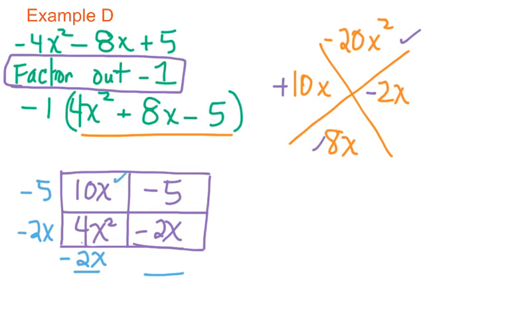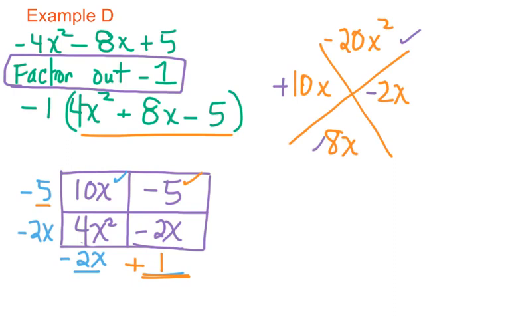So now I'm going to put in my very last value down here. And what do I multiply negative 2x by to get to negative 2x? And that is 1. And again, I can verify by multiplying 1 times negative 5, and that should give me negative 5. And everything else works out within the rectangles.